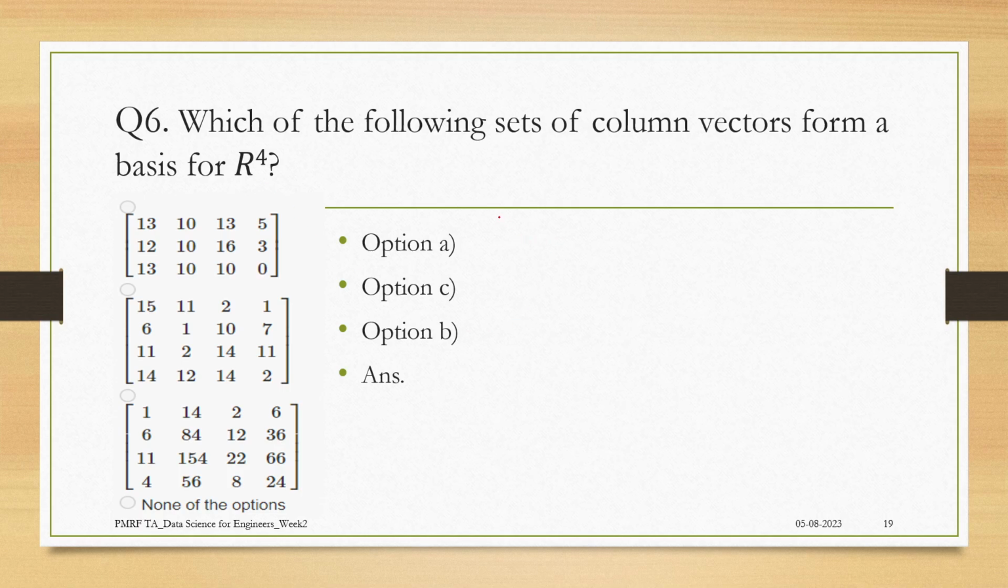So, just option A we will do. 13 10 13 5, 12 10 16 3, 13 10 10 0, okay.